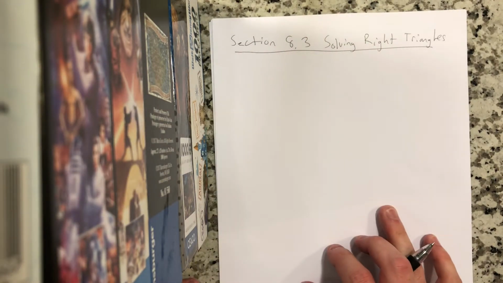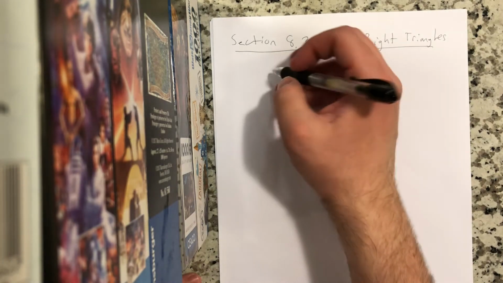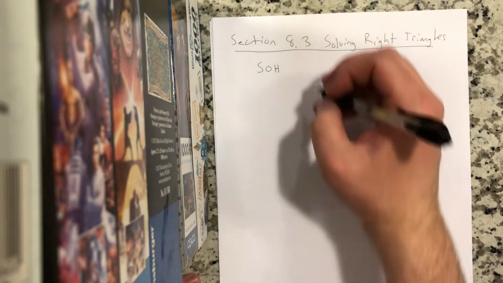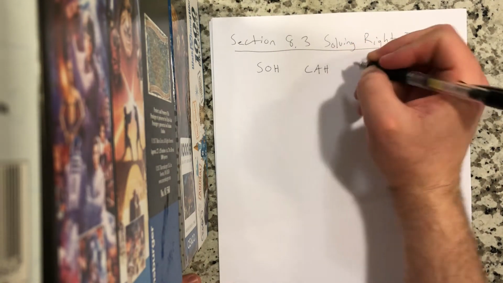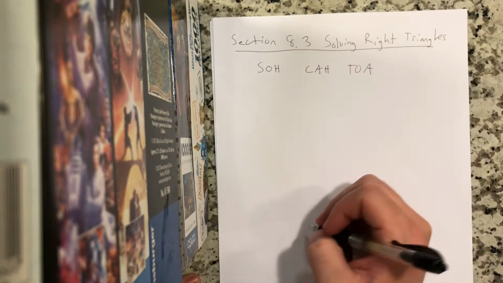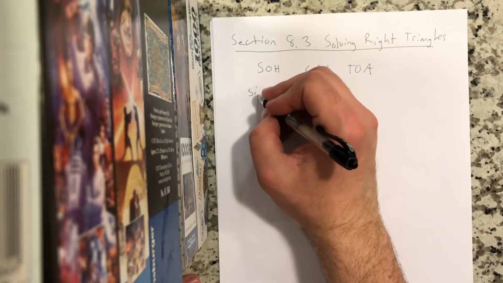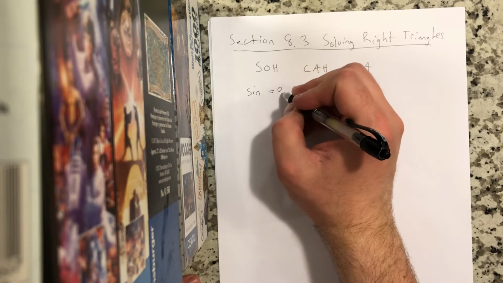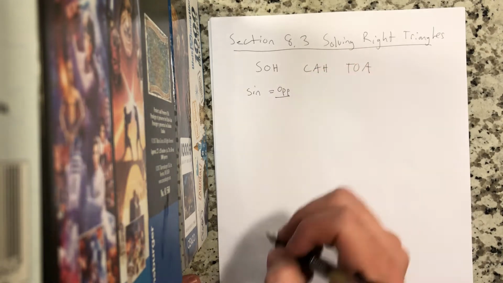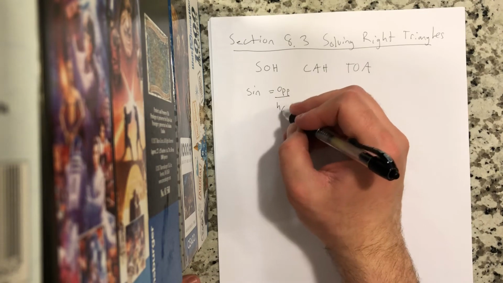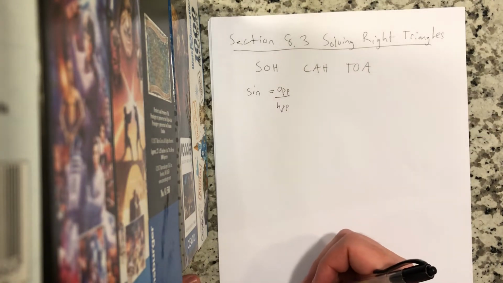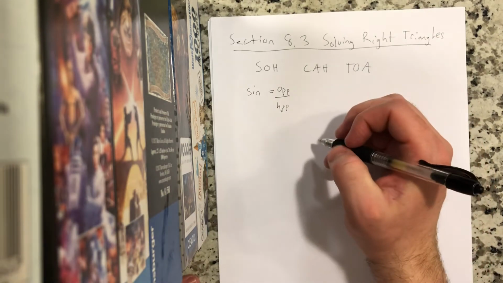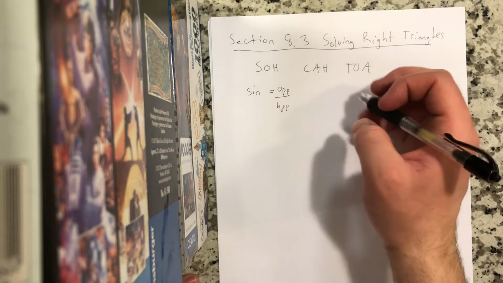Let's talk about sine, cosine, and tangent. We had this acronym, which was SOHCAHTOA. SOH stood for sine of our angle equals the opposite side, which is what O stands for, over the hypotenuse, which is what the H stands for. Remember, this is all dealing with right triangles. You cannot use this stuff for triangles that are not right.